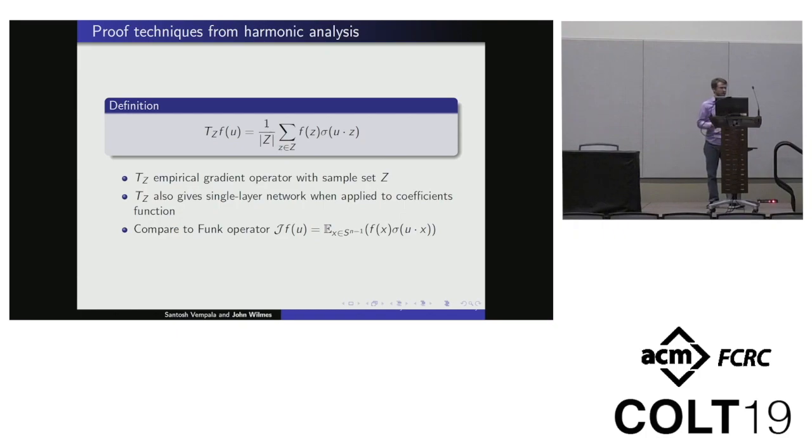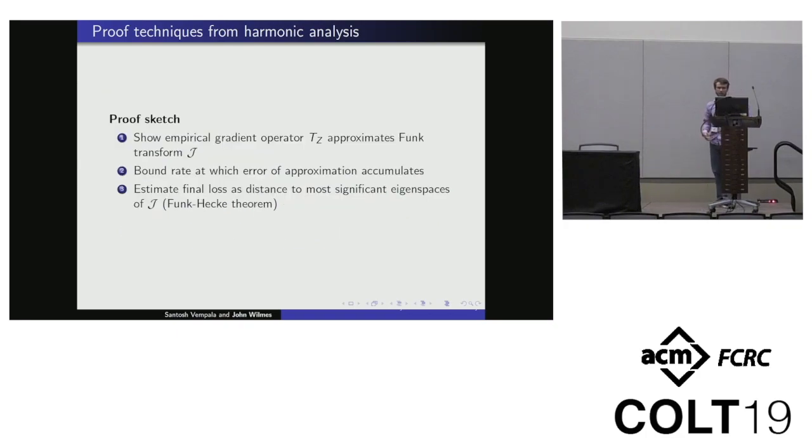So how does this show up in our analysis of gradient descent? Well, if I look at the empirical gradient operator, so the gradient operator using a finite set of samples, this has essentially the same form as the Funk operator. It's essentially the finite sample version of the Funk operator. But you'll notice that it's also essentially the same form as the function computed by a single layer neural network. So the way we perform our analysis is to show that this empirical gradient operator is a good approximation for the Funk transform.